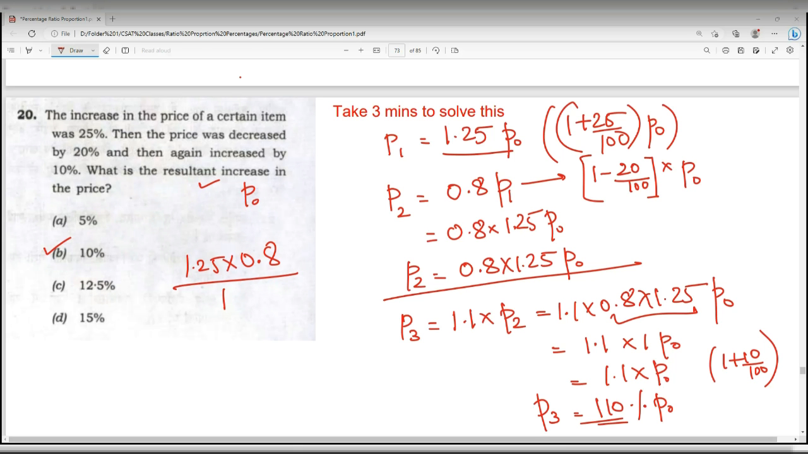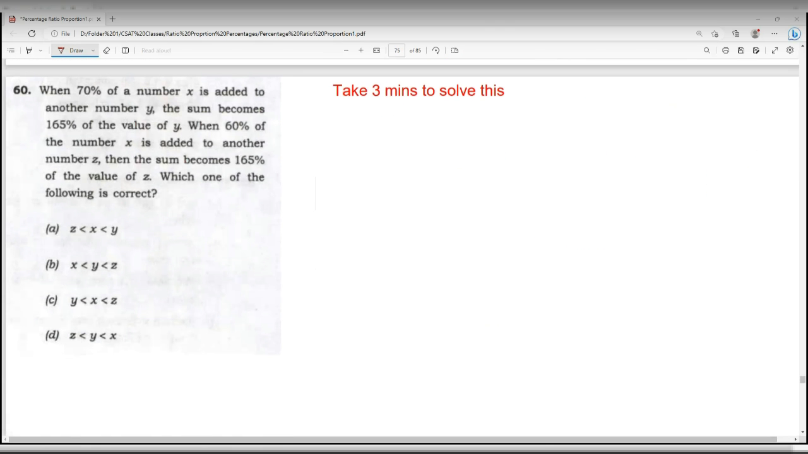I hope you have understood this. If you have any doubts, please ask. Okay. If there's no more doubt, we'll move to the next question then. So take 3 minutes to solve this.